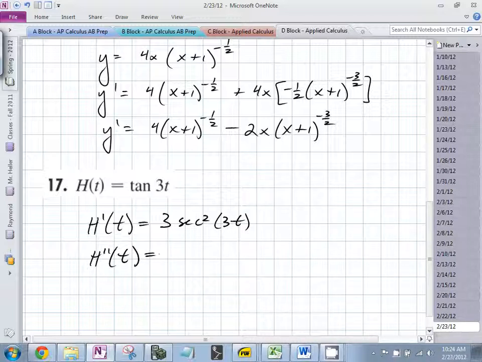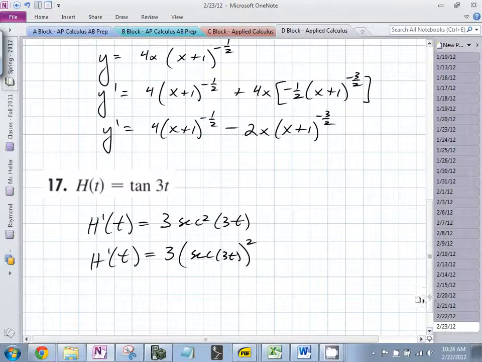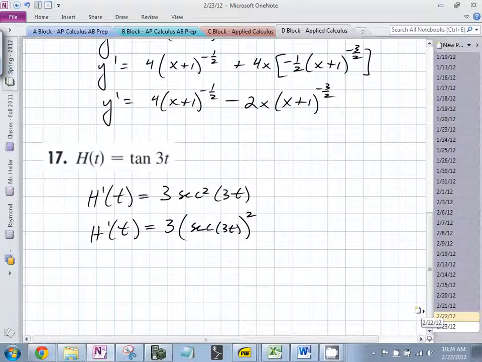What's the derivative of c? Well, this you have to be very careful with, because what does this mean? Let's clean it up a little bit. That means, we're not doing the derivative yet, that means 3 times secant 3t to the second power. That's what that means, right? So when you do the derivative here, what do you end up with?